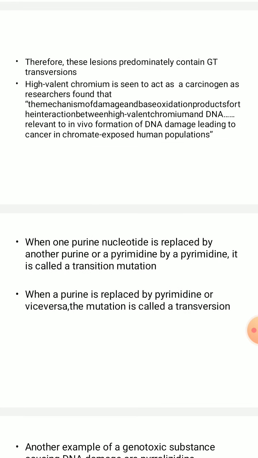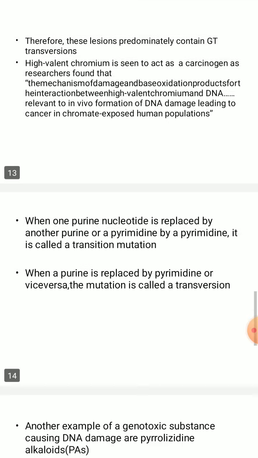So when one purine nucleotide is replaced by another purine, or a pyrimidine is replaced by another pyrimidine, it is called a transition mutation, as you all know. When a purine is replaced by a pyrimidine or vice versa, this kind of mutation is called a transversion, which is what we have observed just now in the case of the altered 8-oxo G base. So a transversion kind of mutation has happened in the case of this high valent chromium carcinogen, right? These experiments found that this DNA damage leads to cancer in chromate exposed human populations.